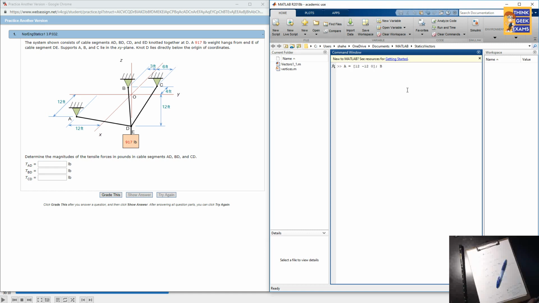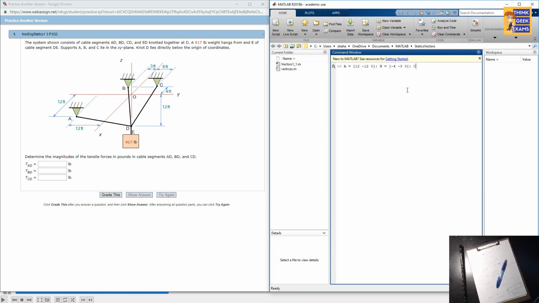And B is going to be negative 4 feet, and it is in the x direction negative 3 in the y, and it is also on the xy plane, so z is 0.